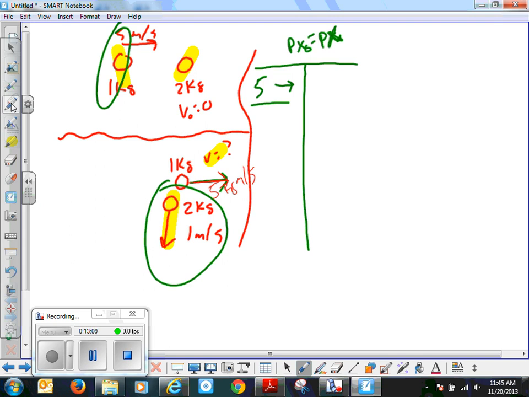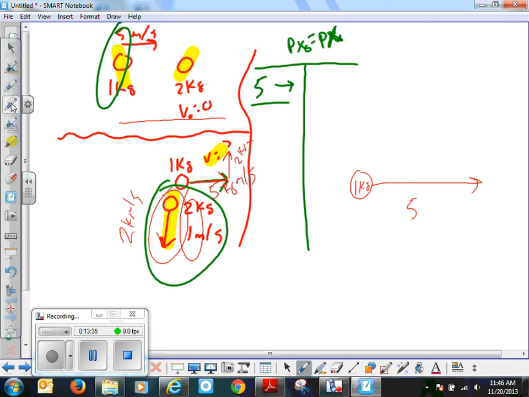Okay, so if you look at this, there was no y momentum initially, was there? So whatever this is, which happens to be 2 kilogram meters per second, that's what the momentum is. That has to be then here. 2 kilogram meters per second. So now we have the 1 kilogram ball, we have the x momentum of 5, and then the y momentum of 2.